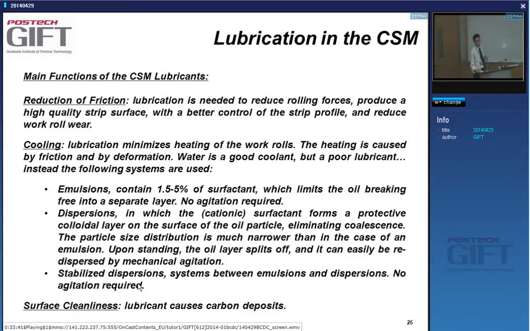And then you have stabilized dispersions, which are a newer system, something between emulsions and dispersions, but they don't need agitation. Now, the fact that you reduce friction and the lubricants also work as coolants is positive. There is a negative about lubricants. Lubricants are basically organic products, and because of the very high pressures in the roll gap, they are sensitive to breakdown. And so lubrication will cause carbon deposits, which you will need to remove. And of course, you will also need to remove residues of lubricants on your strip.